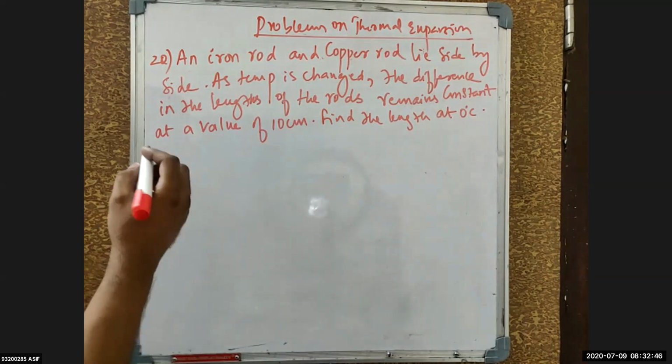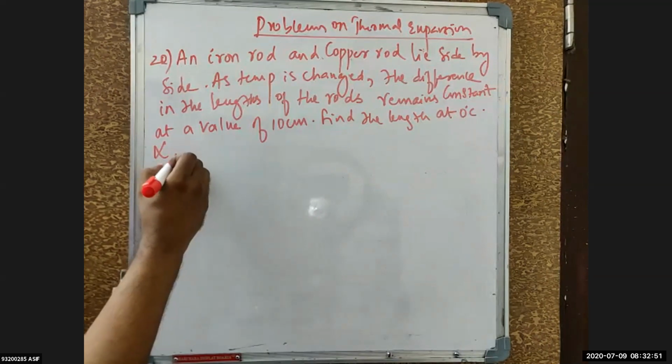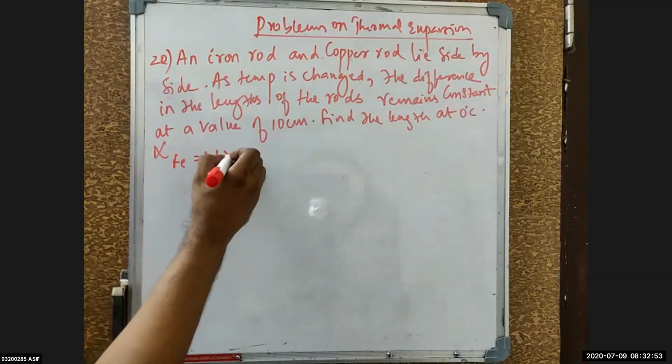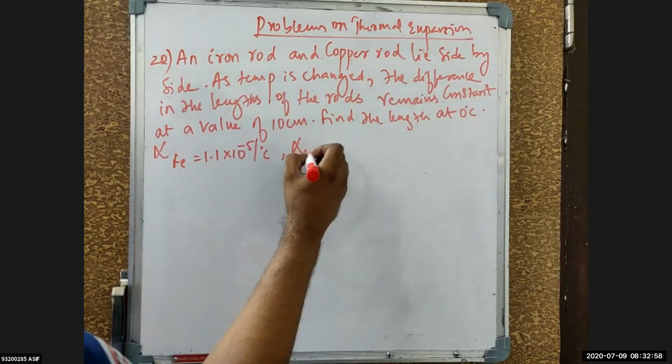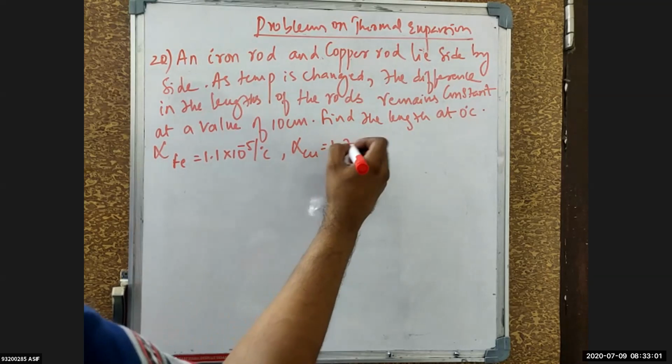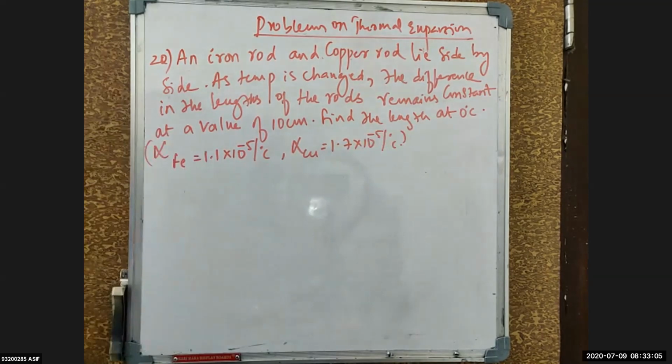Coefficient of linear expansion of iron and copper: alpha of iron, that is Fe, is equal to 1.1 into 10 to the power of minus 5 per degree centigrade, and alpha of copper is equal to 1.7 into 10 to the power of minus 5 per degree centigrade, respectively, for the given question. See the condition he has given right now in this one.